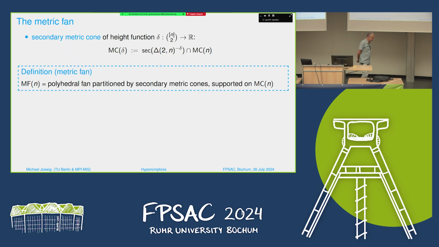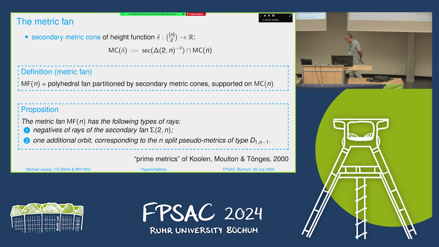Now, I'm interested in polyhedral fans, and from these secondary cones that I explained, I have a regular subdivision. I lump together all the height functions giving me the same subdivision. That's the secondary cone. I can intersect them with the metric cone, and then I get a metric cone of that height function. Again, I get a polyhedral fan. So this is just the secondary fan intersected with a positive orthant, and then it is not so difficult to understand how this works.